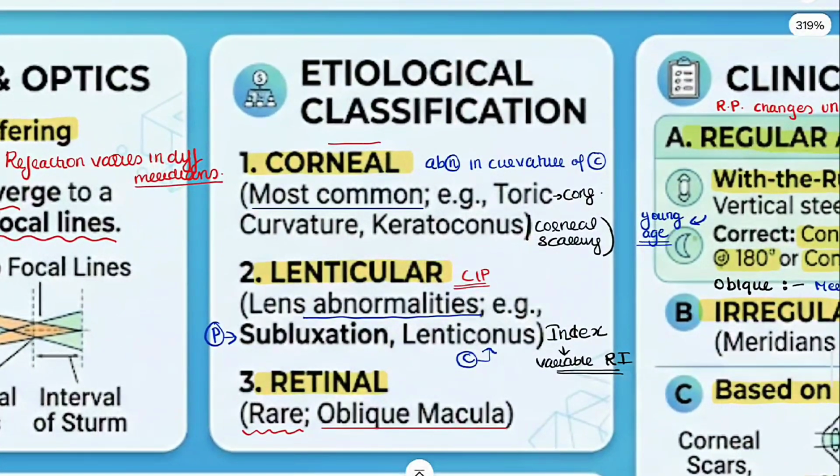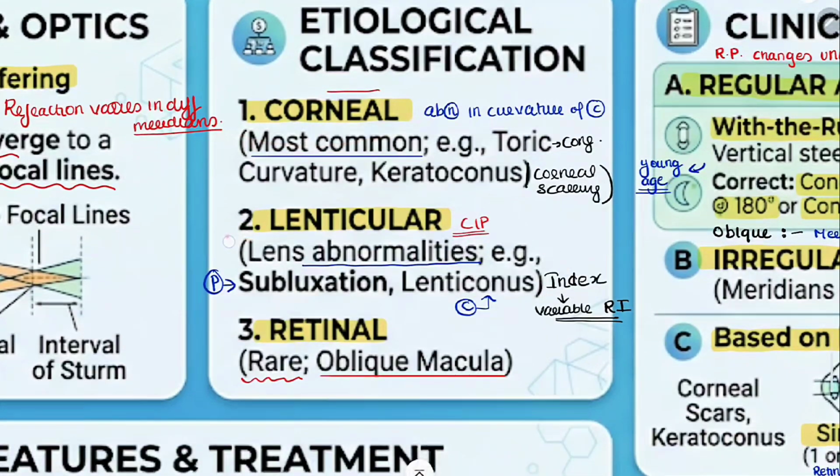Astigmatism can be due to a corneal cause, lenticular cause or retinal cause. Corneal cause means it is due to an abnormality in the curvature of the cornea, like in keratoconus, congenital toric curvature or corneal scarring. In this condition, there will be abnormality in the curvature of the cornea and that causes astigmatism.